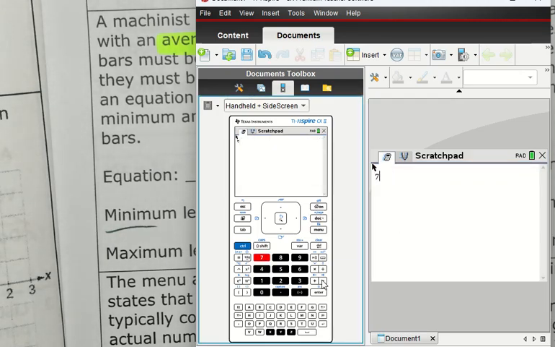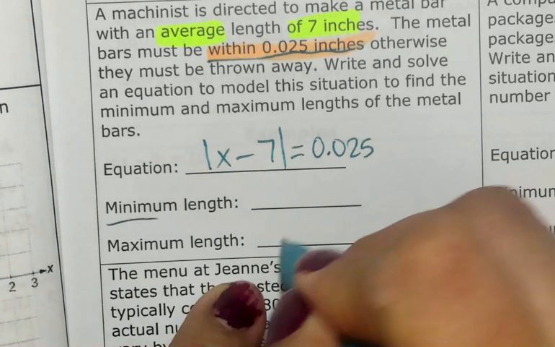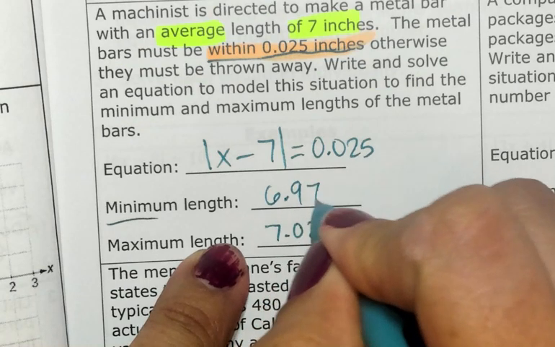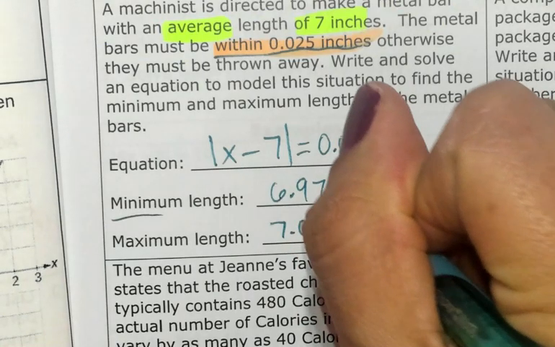So we have 7 inches, and if we have room for error, it could be just that much. So the smallest length that it could be is 6.975. And then on the other side of that, we could have a little bit longer. So that's when we will add. And that will be your maximum length for the metal bar. So the biggest it could be is 7.025 inches. The smallest it could be is 6.975 inches.